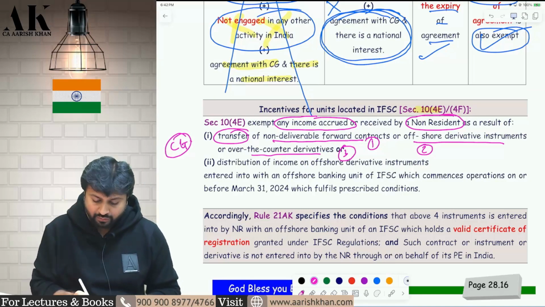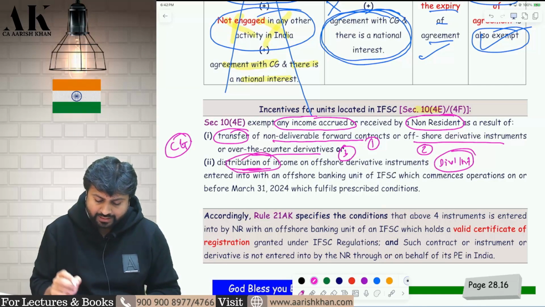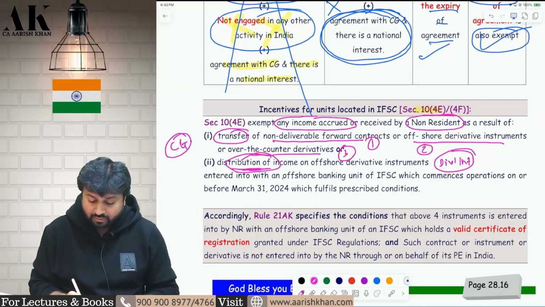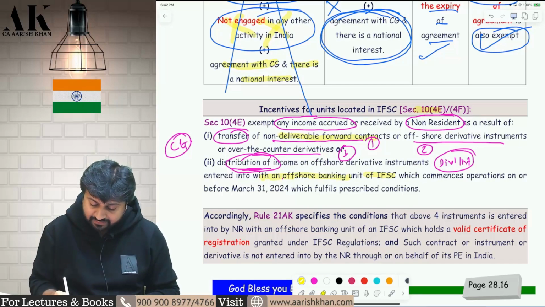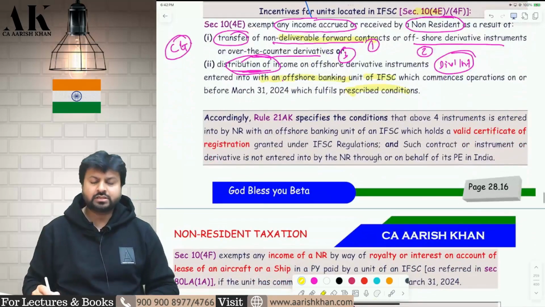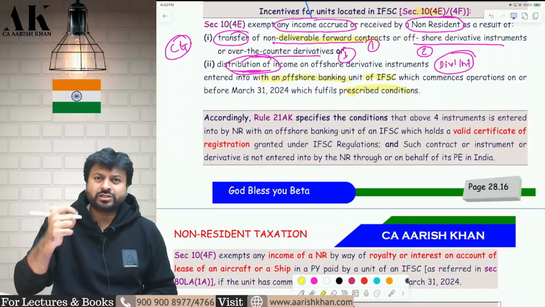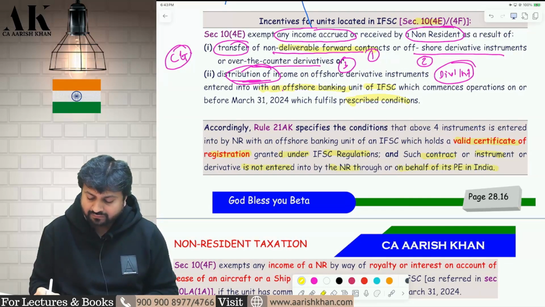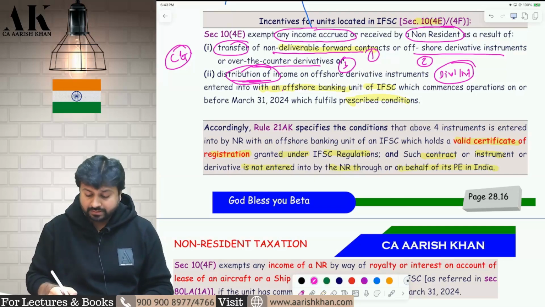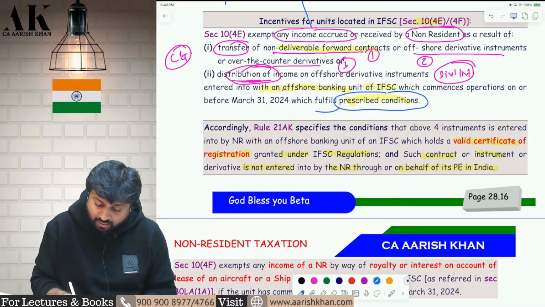Second, if you earn some distribution of income out of it, meaning some dividend or interest out of it, then that is also exempt over here. Provided you should enter into a contract, the non-deliverable forward contract, with whom? With an offshore banking unit of an IFSC, and which fulfills such other conditions as may be prescribed. What other conditions are they supposed to fulfill? They are supposed to fulfill certain procedural conditions prescribed by the law under Rule 21AK.